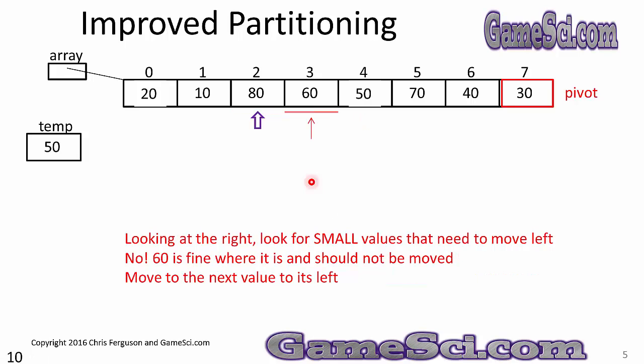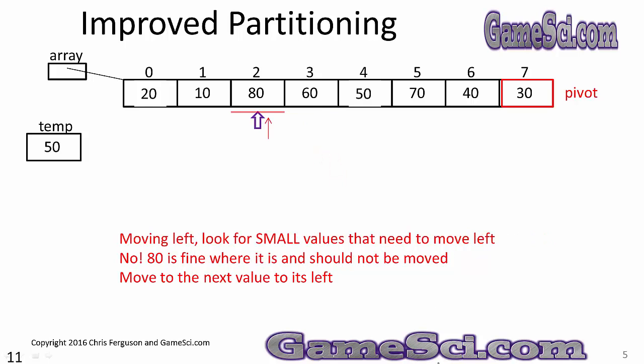Looking to the right, we're looking for small values that need to move left. No, 60 is fine where it is and should not be moved. Move to the next value to its left. Moving to the left, we're still looking for small values that need to move left. No, 80 is fine where it is and should not be moved. Let's move to the next value to its left.